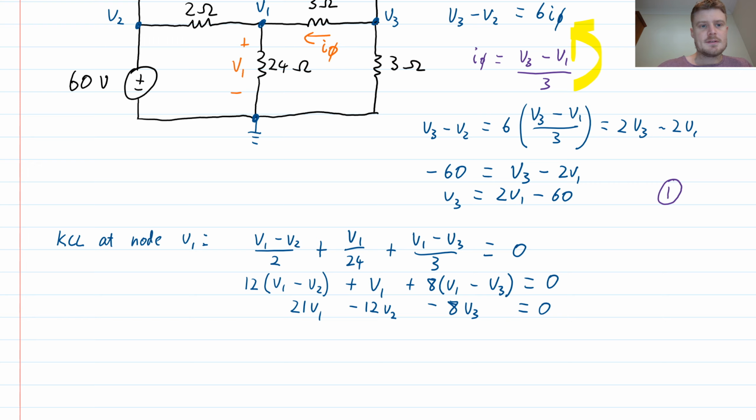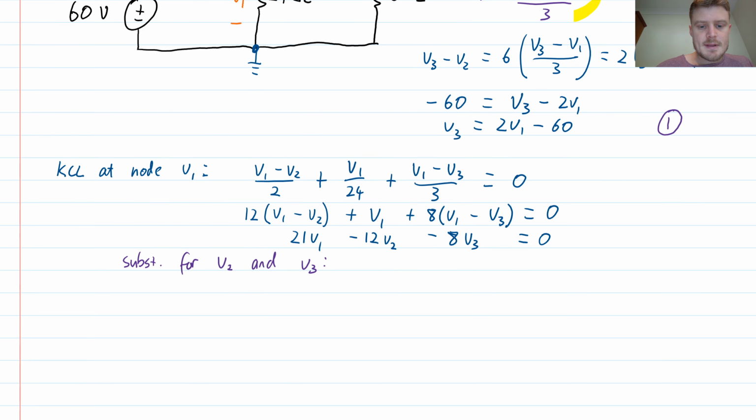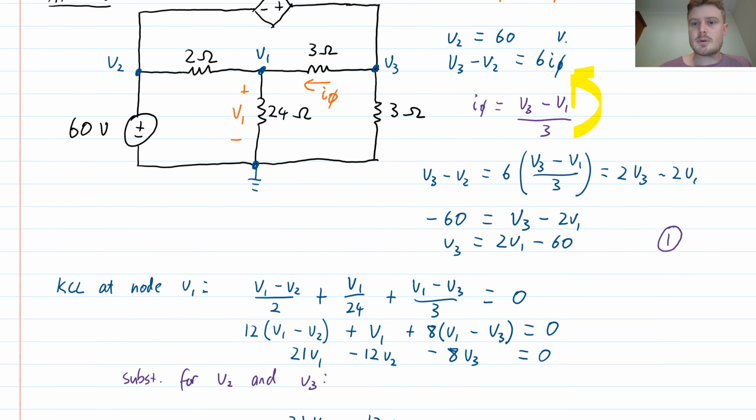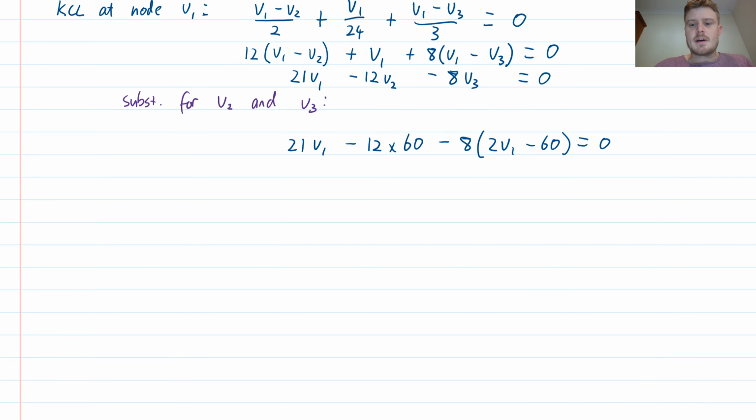Now I can substitute in what I know about V2 and V3. V2 was plain old 60 volts, and for V3 we have equation 1. So this will give me 21 V1 minus 12 times 60 volts, minus 8 times V3, which I've just solved for in equation 1, so that's 2V1 minus 60, is equal to 0. At this point, I have one equation, one unknown, and it's the voltage that the question is asking me to solve for.